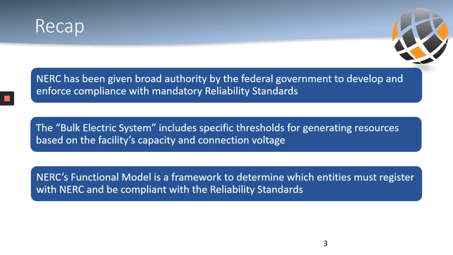Before that, just a quick recap of what we covered in Part 1 of our series. NERC has been given broad authority by FERC to support reliability of the bulk electric system, or BES, by developing and enforcing compliance with mandatory electric reliability standards. The bulk electric system includes specific thresholds to pull transmission and generation facilities into scope of the NERC standards. For generation facilities, this includes thresholds based on a facility's capacity and connection voltage. Finally, NERC's functional model is a framework to determine which entities must register with NERC and be compliant with the NERC standards.